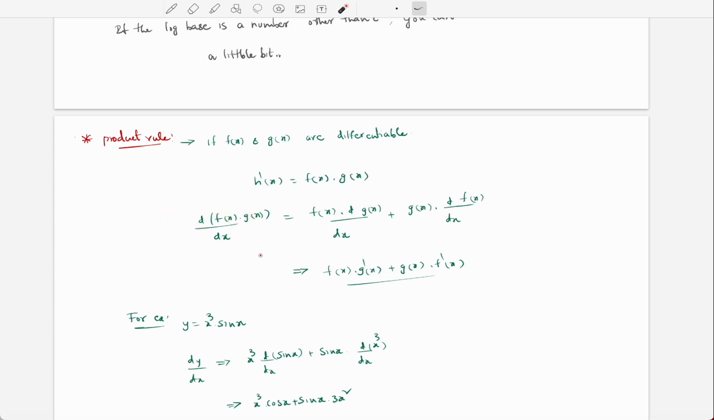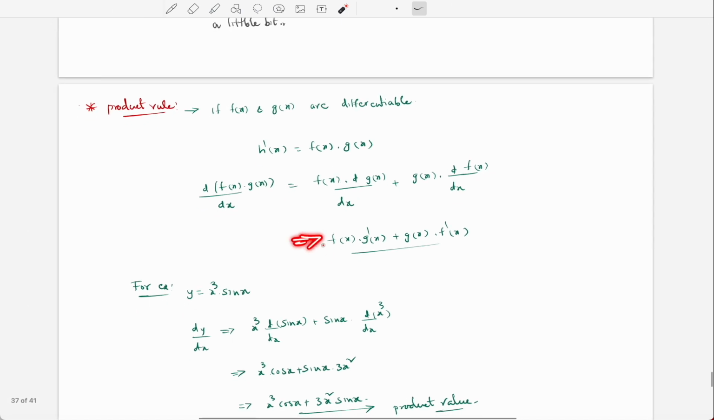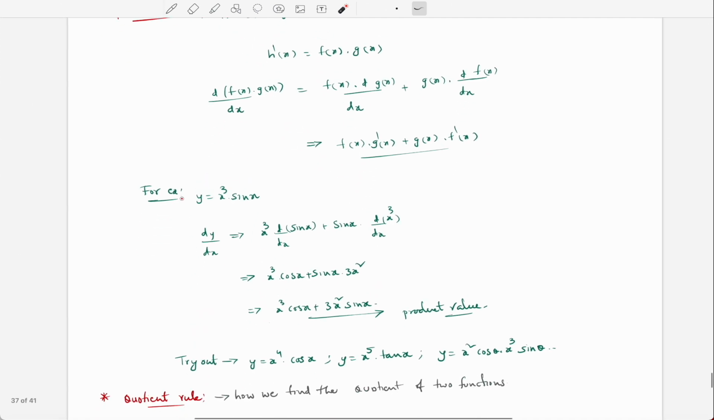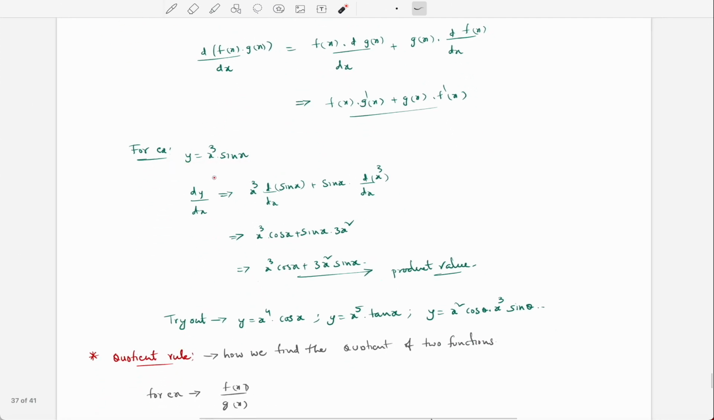I hope you're getting it. So the formula looks like f of x g prime x plus g of x f prime x, same as I said earlier. So we just simply take out this and find the derivative of that, and then we take out the g function and find the derivative of the f function. So I just want to give a formal example so that it will be easy to understand.